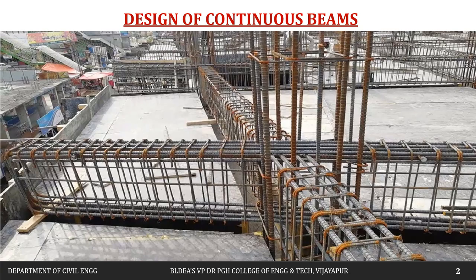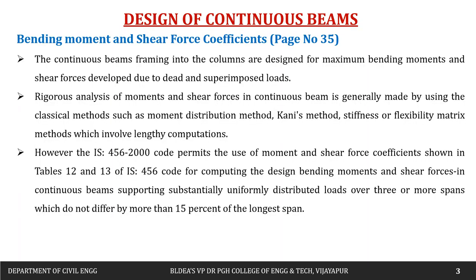Generally when you go to the site, we are going to have framed structures wherein we are going to have continuous beams. Like this, if you see in this figure, this is one continuous beam. And the beam you are seeing here in this direction is also a continuous beam. So most of the time we will come across this type of beam, continuous beams. So now how to solve this, let us try to see in this video.